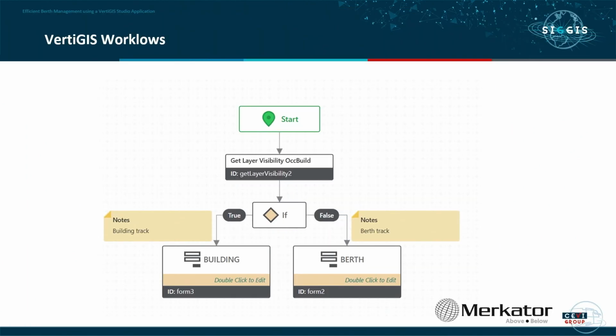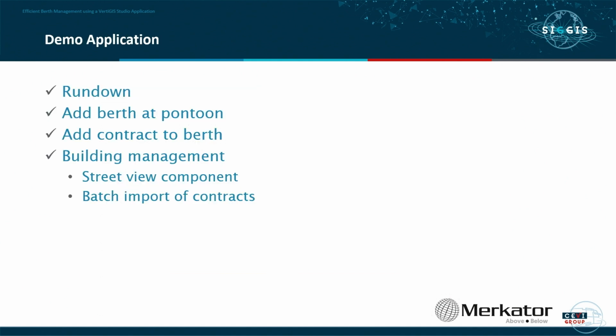Supporting these components underlying, we have VertiGIS workflows, again made of building blocks of ready-made coded components. Together they form a process or workflow that can be executed from our application, for example, using a button. For the demo of today, I will start with a short rundown of the application, then add a berth at our pontoon, add a contract to that berth, and lastly, I will show you another component of the application being building management, in which I will show the Street View component and a batch import of contracts.